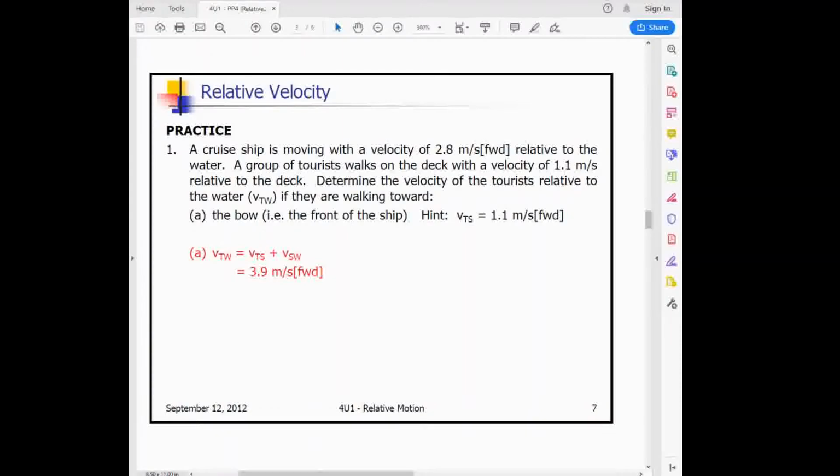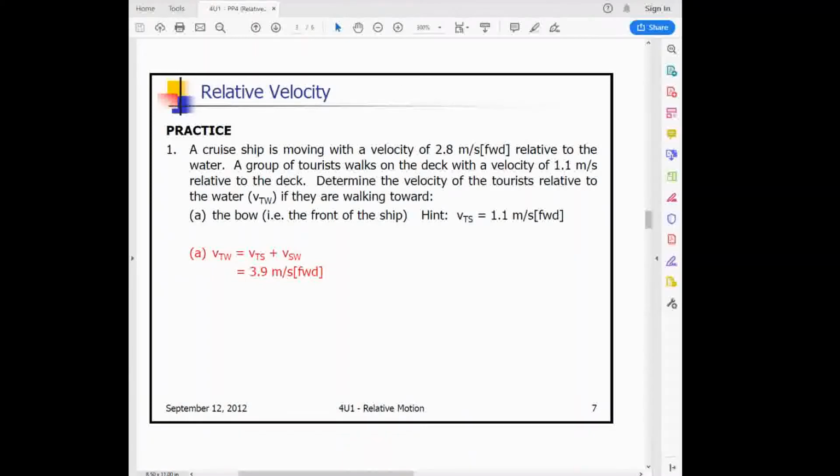Here's a sample of a problem you might get when you're solving a relative velocity assignment. So here we have a cruise ship. It's moving with a velocity of 2.8 meters per second forward relative to the water. And we have some tourists that are walking on the deck with a velocity of 1.1 meters per second relative to the deck. So we're asked to determine the velocity of the tourists relative to the water. And we're asked to do that when they are walking toward the bow of the ship. The bow is the front of the ship.